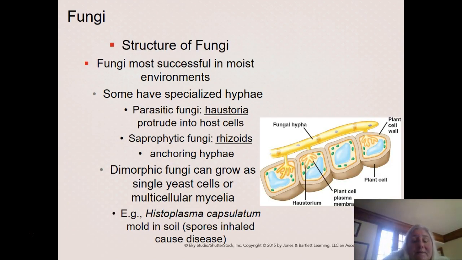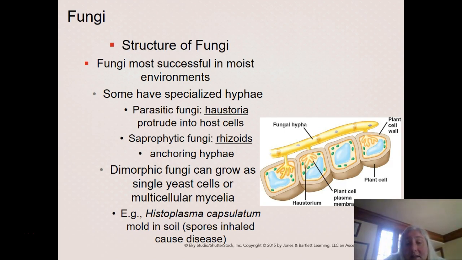So fungi live typically in a moist terrestrial environment. They can't live in water. They don't do well directly in water, but they can grow very well in an environment that has a lot of water in it.